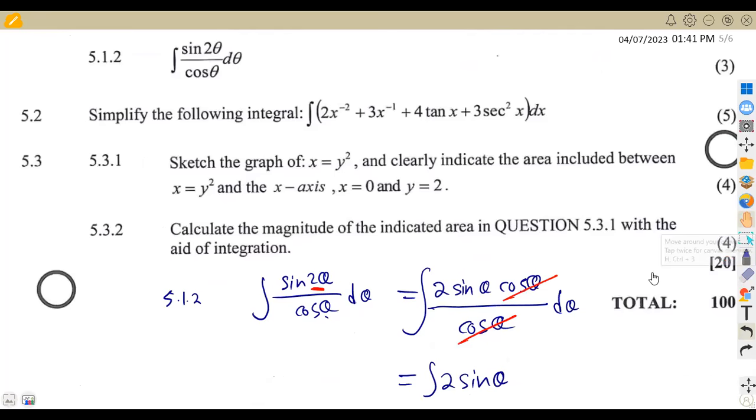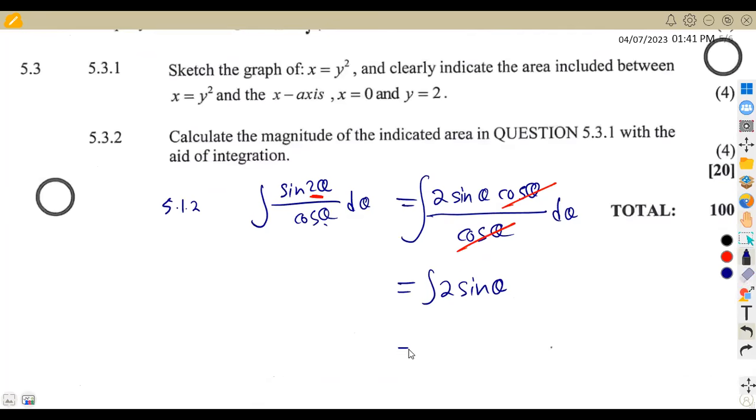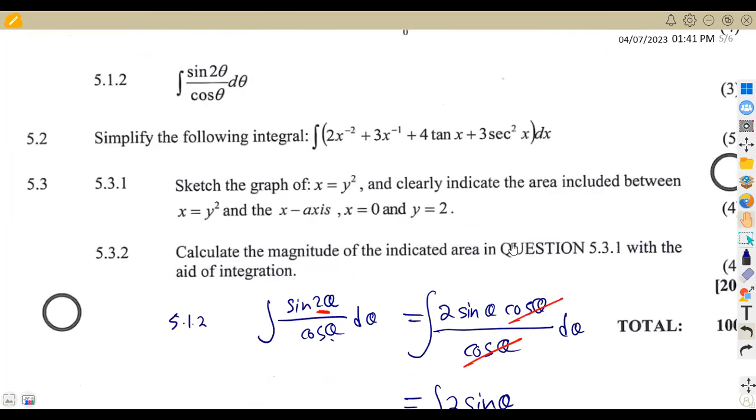But take note, there is a 2 that we have here. So it is going to be negative 2 cos theta plus the constant of integration in this case, which is c. All right, so that is what we have in this case, 5.1.